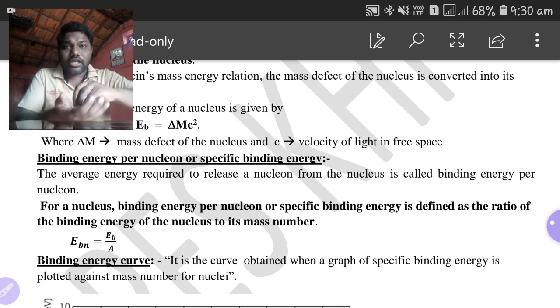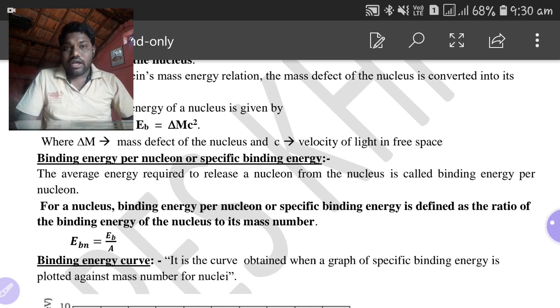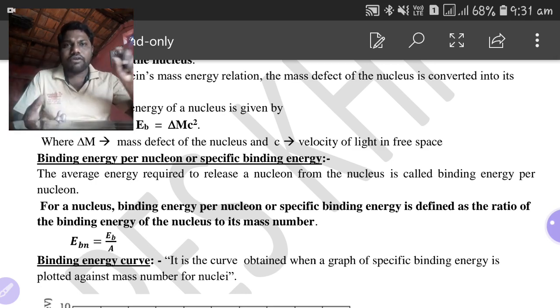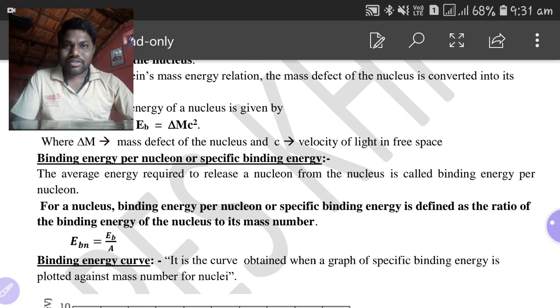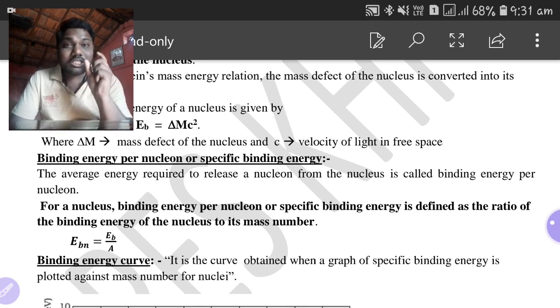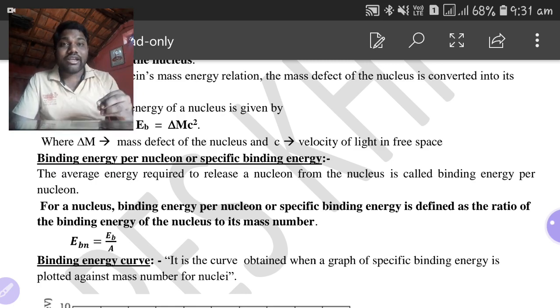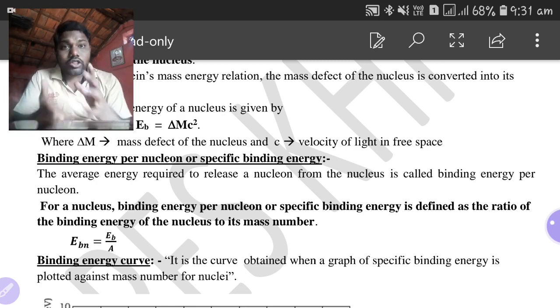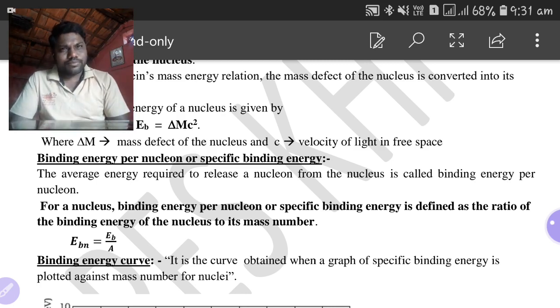It is the amount of energy required to separate all the nucleons. But binding energy per nucleon is the amount of energy required to separate one nucleon. It is also called the specific binding energy. That means we are not spending the energy to separate all the nucleons, but only one nucleon.